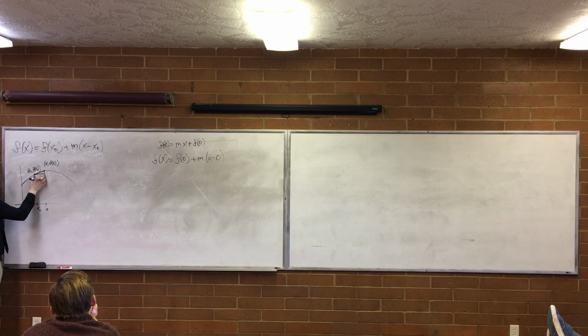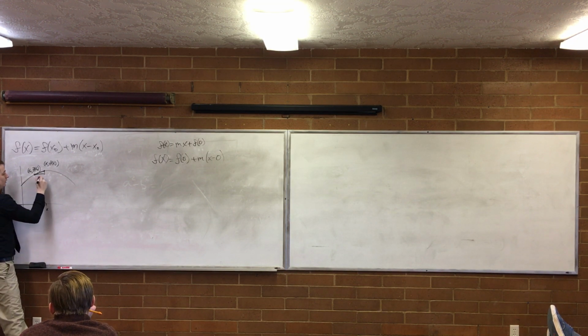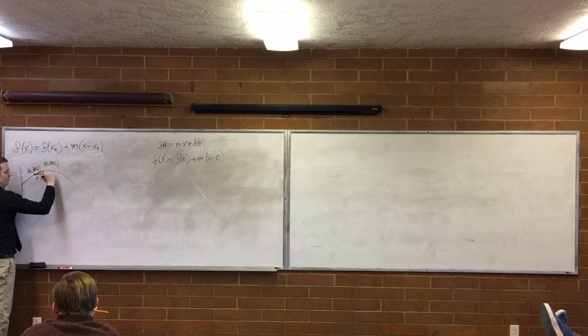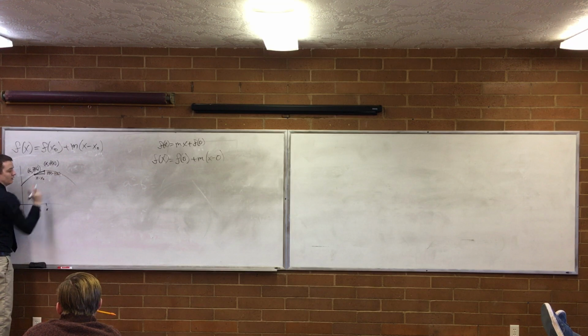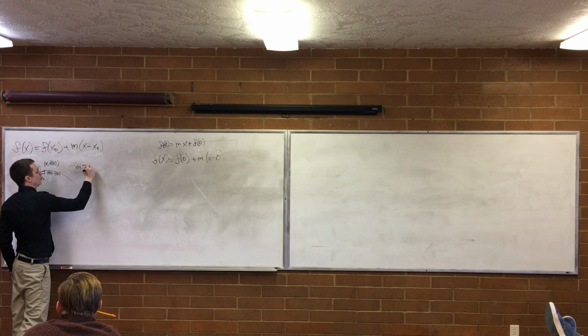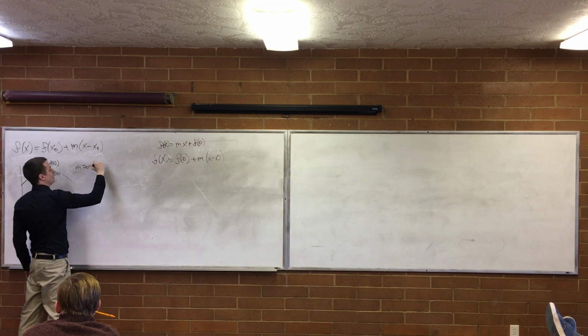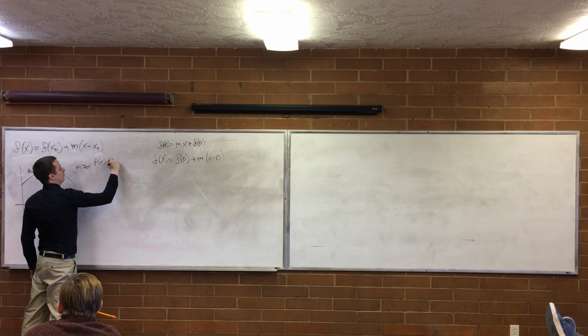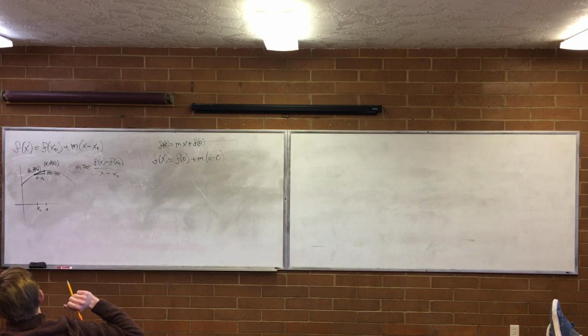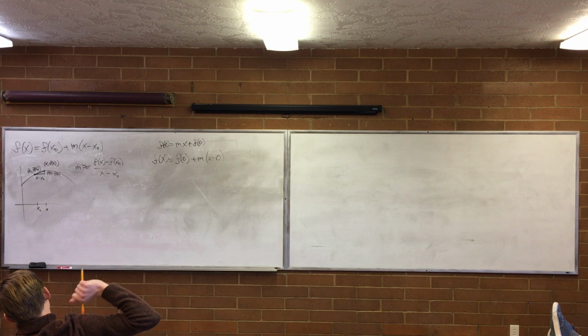What's this distance? x minus x naught. And what's this distance? f of x minus f of x naught. And so our slope is going to be approximately f of x minus f of x naught over x minus x naught. Rise over run. So much deja vu.